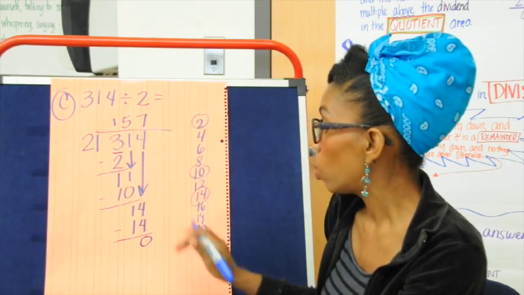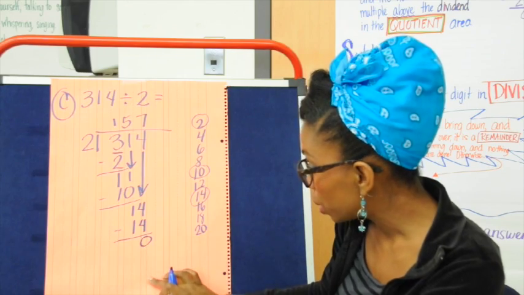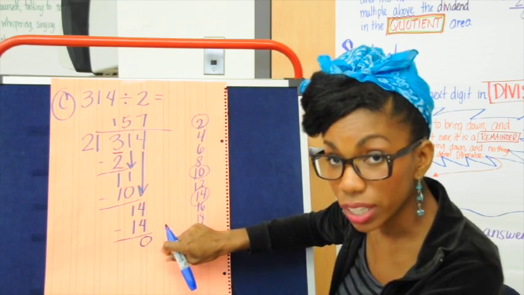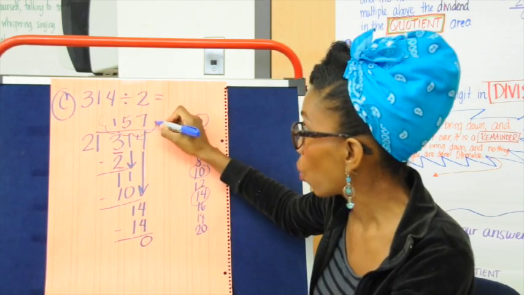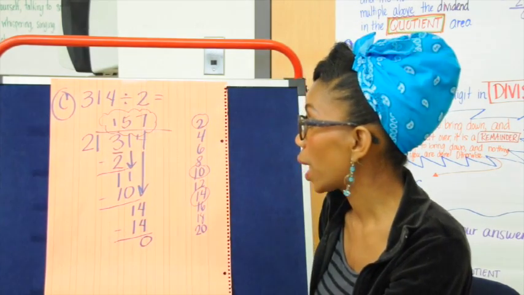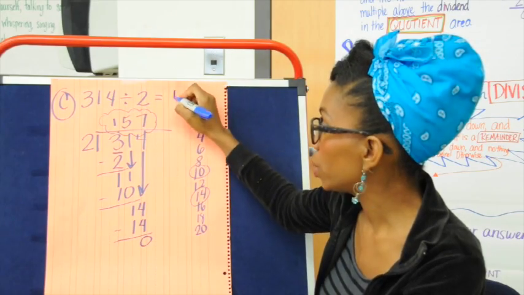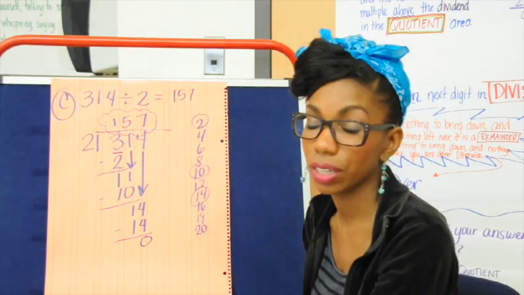Now I have nothing left to bring down, and I have nothing left over. That 0 means I have nothing left over. So my answer is 157. Okay? So 314 divided by 2 would be 157.